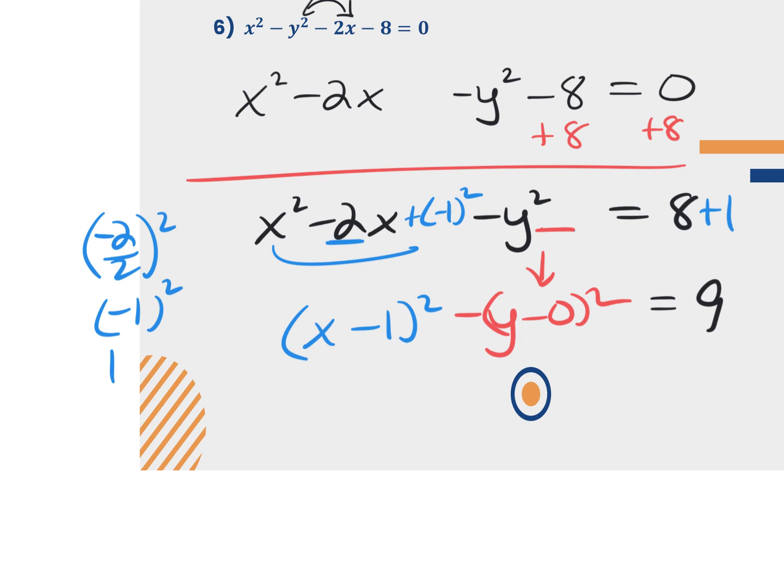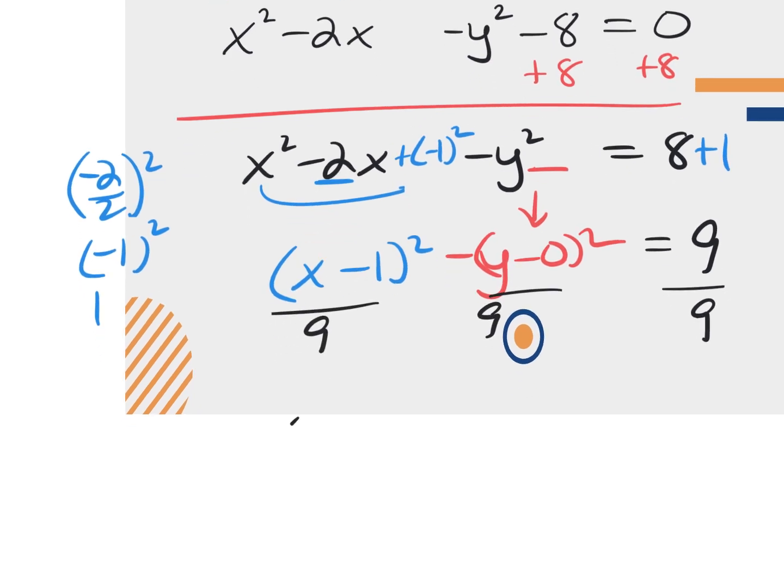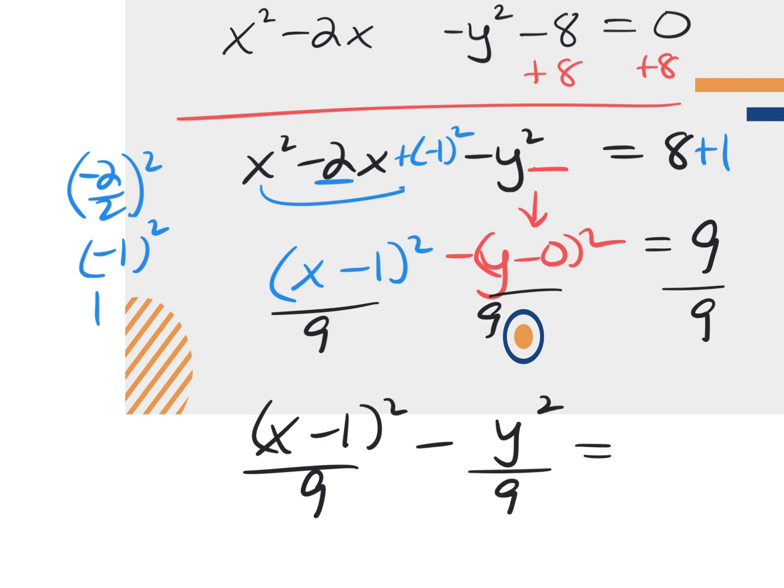Now, I have to have my equation set equal to 1. So now I have to divide everything by 9. So my final equation is x minus 1 squared over 9. This y minus 0, I can just leave it as y squared over 9. And then 9 divided by 9 is 1. And there's my final equation. And you would now go back, pull out the center, find the vertices, find the focus point, find the asymptotes.